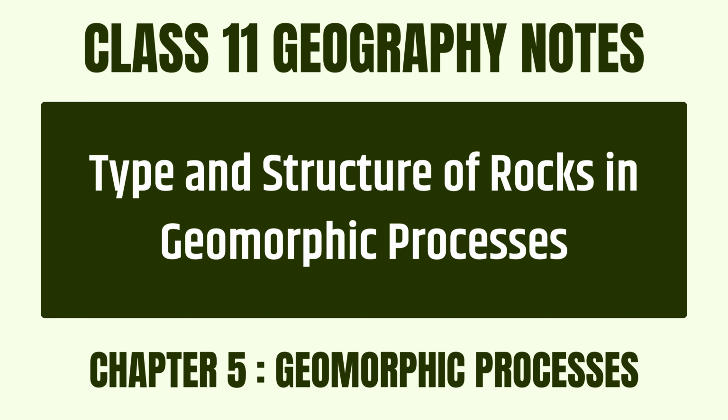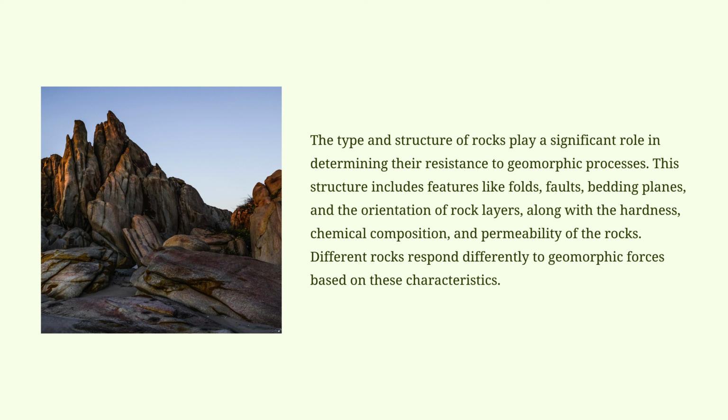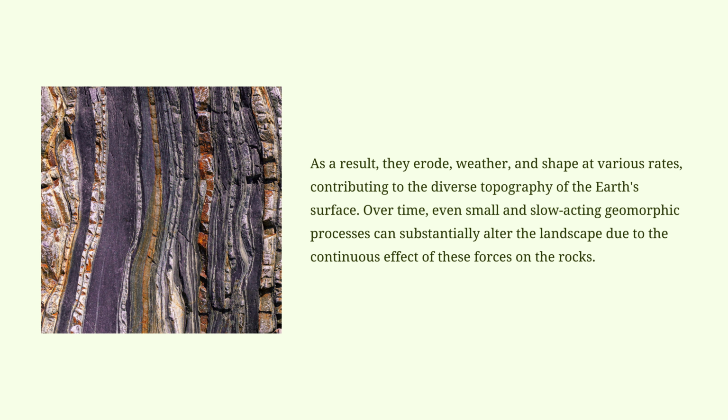Now, let's learn about the type and structure of rocks in geomorphic processes. The type and structure of rocks play a significant role in determining their resistance to geomorphic processes. This structure includes features like folds, faults, bedding planes, and the orientation of rock layers, along with the hardness, chemical composition, and permeability of the rocks. Different rocks respond differently to geomorphic forces based on these characteristics. As a result, they erode, weather, and shape at different rates, contributing to the diverse topography of the Earth's surface.